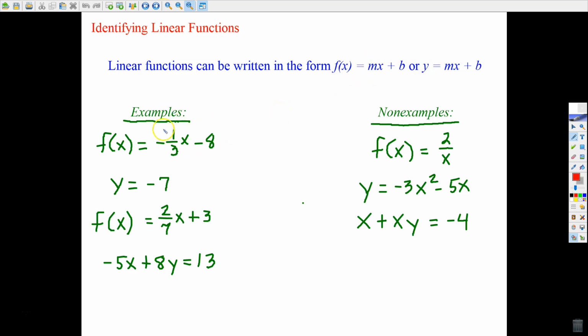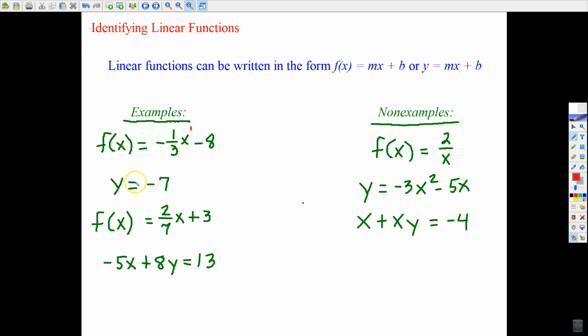So let's look at some examples of functions or equations that are linear functions. Like, for example, this first one. You can see it matches up pretty well. m is negative 1/3, b is negative 8. You notice that x has an exponent of 1. The variables in a truly linear function cannot have an exponent other than 1.